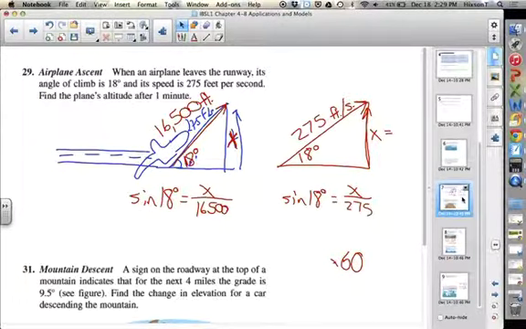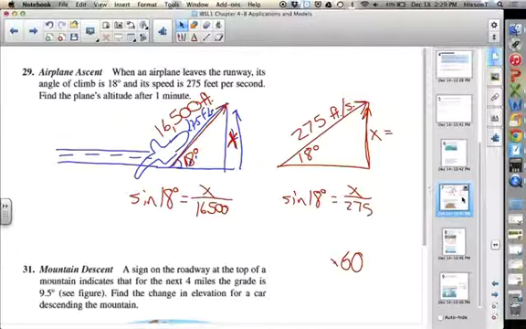There were two different ways you could have thought about this one. It said our speed was 275 feet per second, and it said find the altitude after a minute. So you could approach this one of two ways. You could have used right triangle trig by first multiplying 275 feet per second by 60, and you got 16,500 feet. That's how far they traveled in a minute.